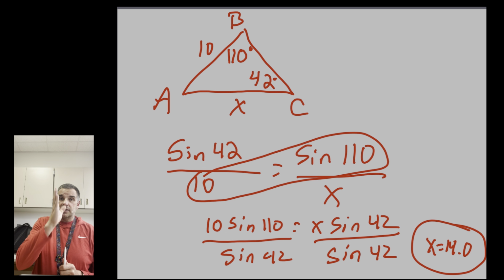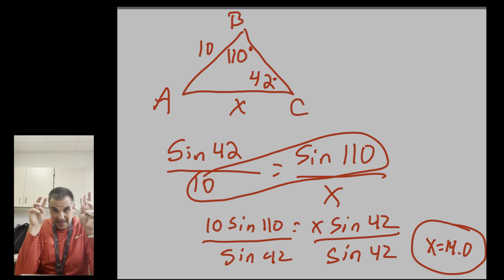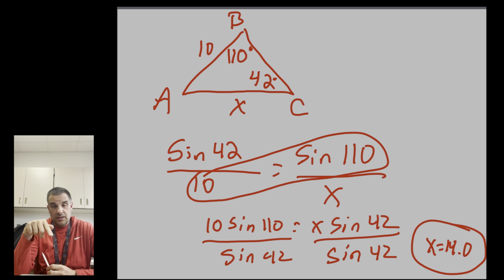And again, it always becomes about those ratios and being able to write what I call the master ratio. The master ratio is the sine of something over the length of its opposite side, where you know both of those things. And again, then you only need to know one other thing, and you're good to go. Let's look at another example.